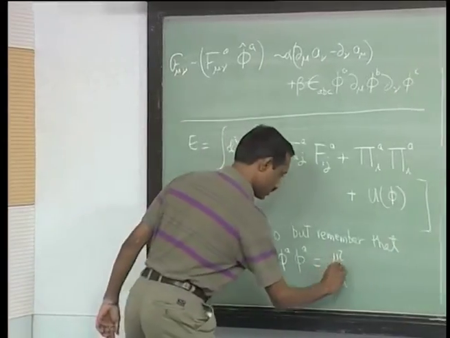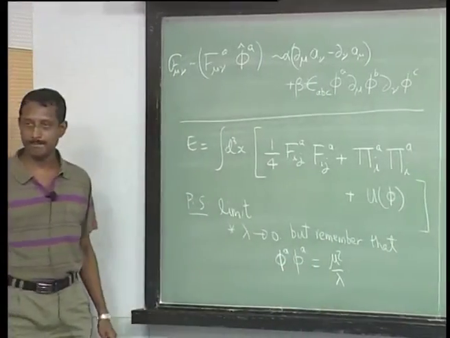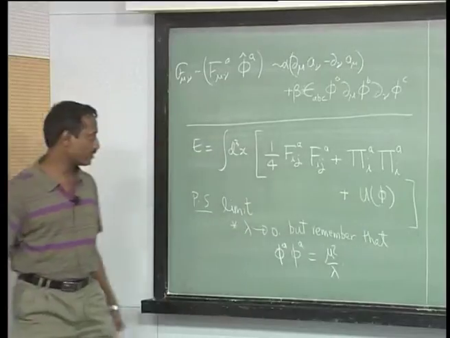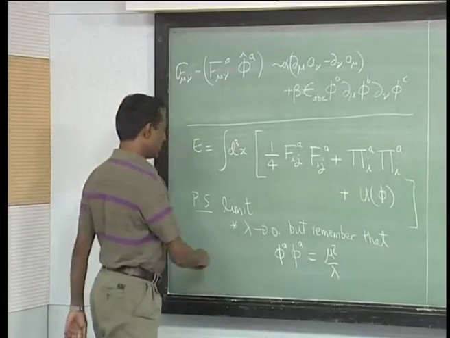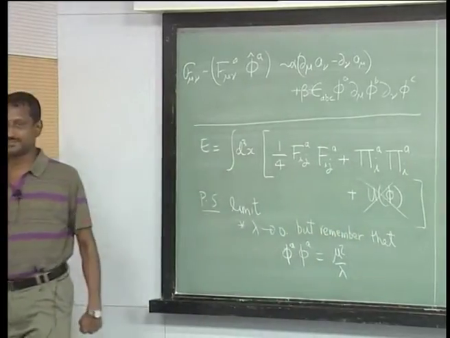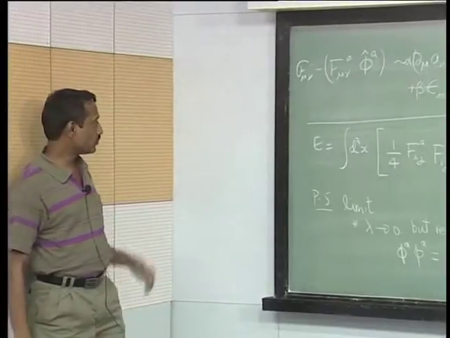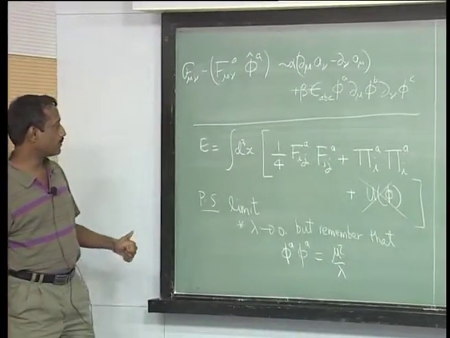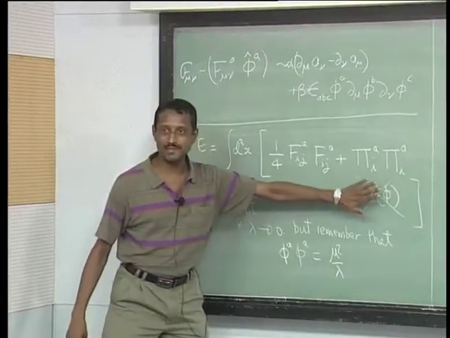Okay. Is this correct? This is what we had. These were the conditions, where U of phi was a potential which we defined long ago. So, basically the PS limit corresponds to saying that you forget about this guy. Okay. So, what we are going to do now is assume that the PS limit is taken.